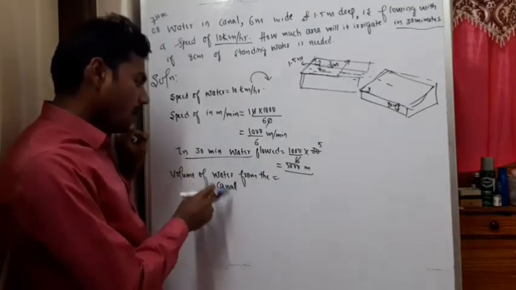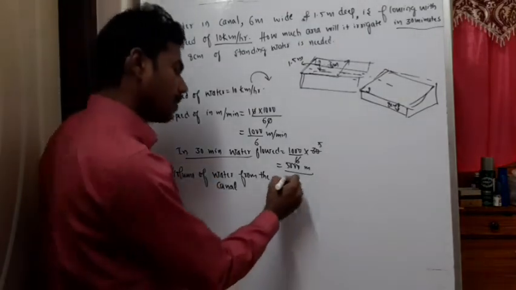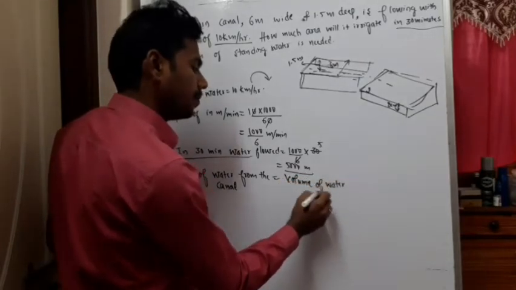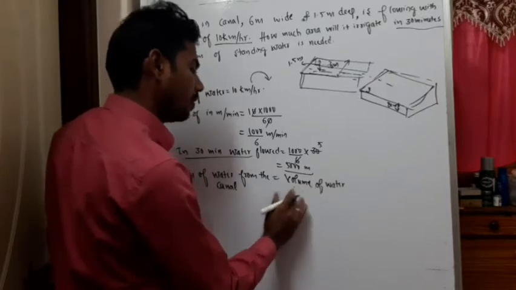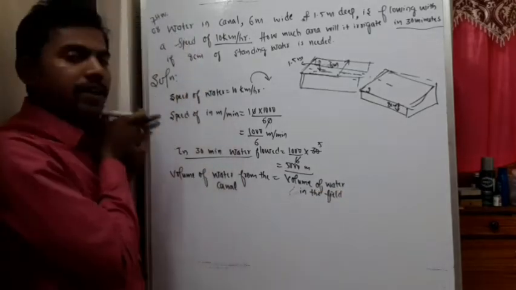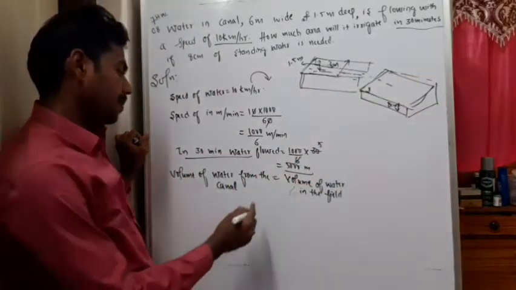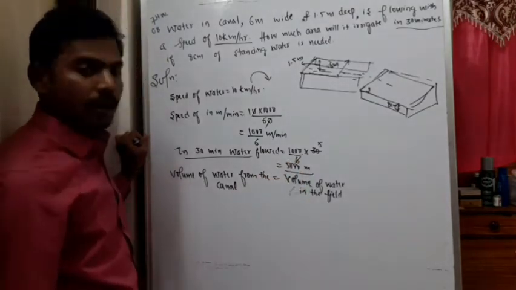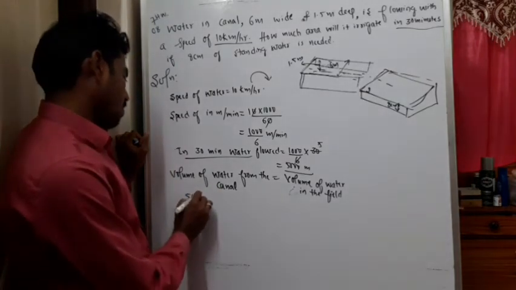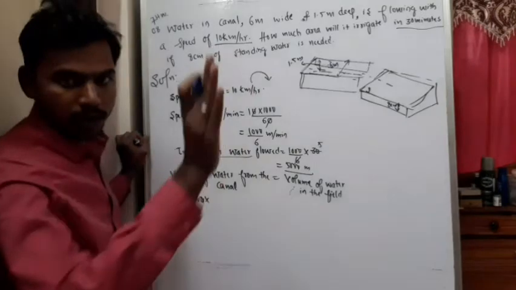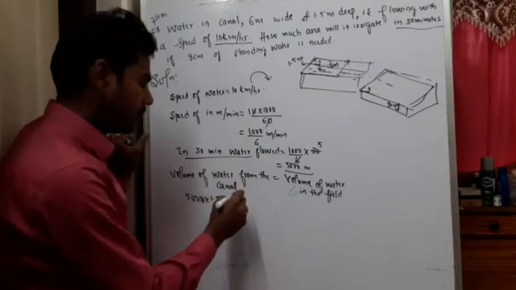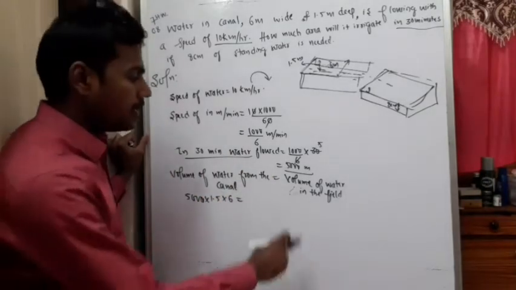Now volume of water from the canal is equal to volume of water in the field. Fine. Any confusion? Volume of water flowing from the canal is equal to volume of water in the field. So in 30 minutes, 5000 is the length of water that is flowing, and what is the depth? That is 1.5 meter. What is width? That is 6 meter, is equal to the volume.